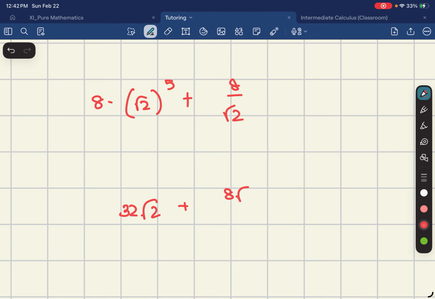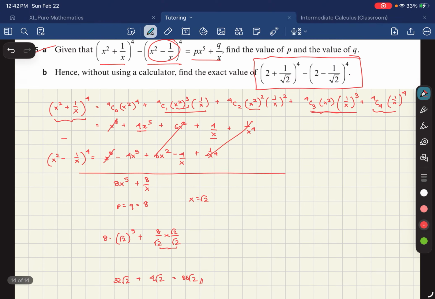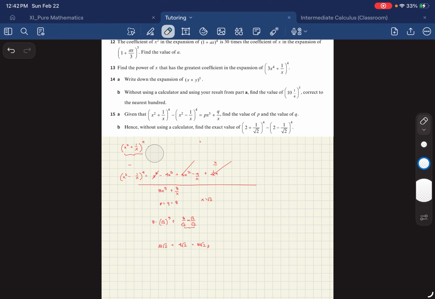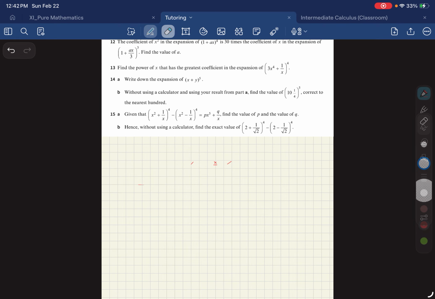plus 8 times root 2 over root 2. I'm going to rationalize this. I multiply and I divide by root 2. So root 2 times root 2, I just get 2. And then 8 divided by 2 is 4 root 2. That gives me 36 root 2. And that is your answer for B. And we're done with this topic. So we'll move on. There are some more questions that we can do using the formulae that we are given. And that is about it.